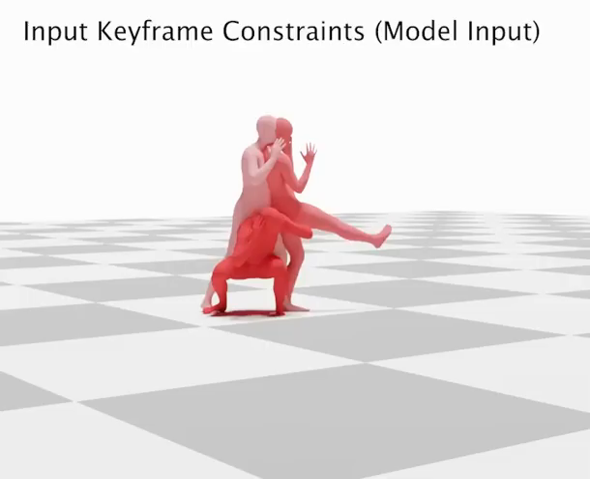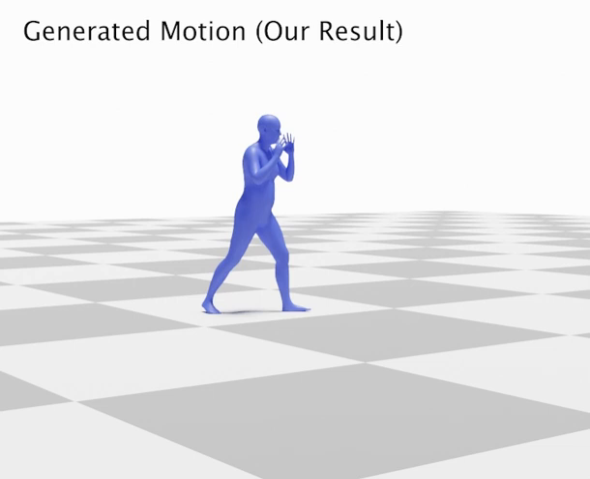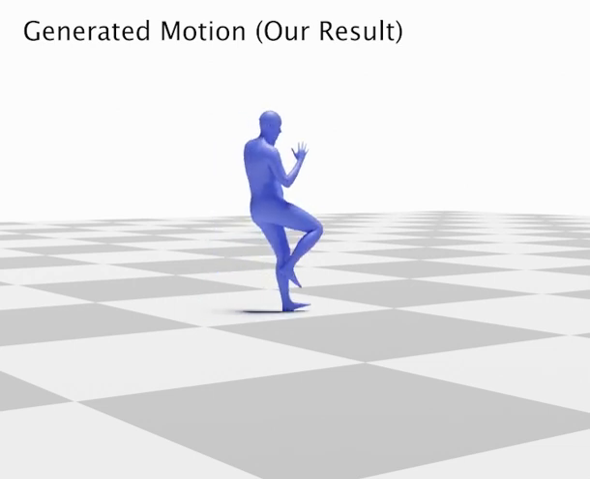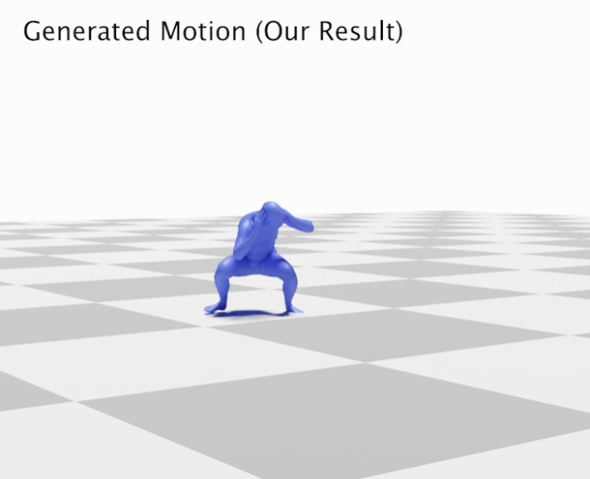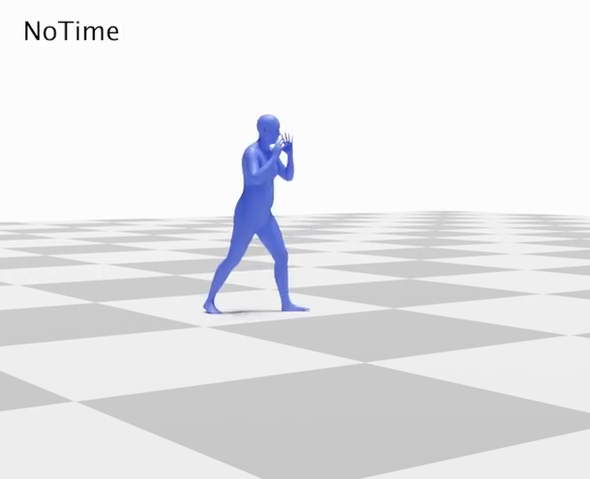Given these input poses of a person kicking then ducking, our model adds details like weight shifts and the kick. Our ablation no time produces an implausible transition between kick and duck.